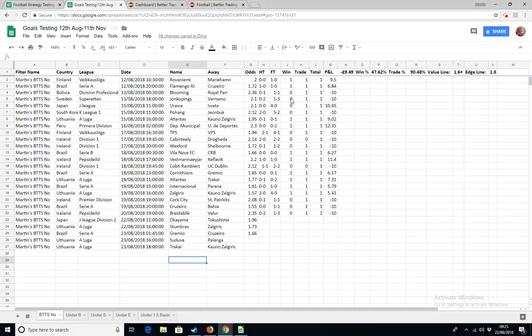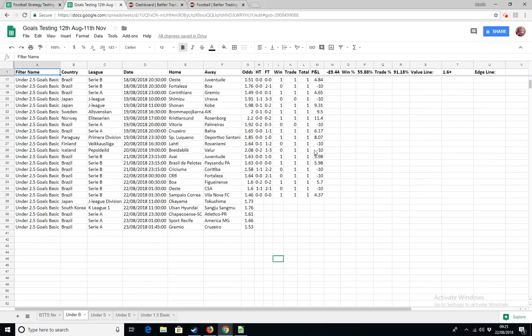So on this one, both teams score no at the moment. The actual P&L of outright would be losing slightly, down about 1 point, and a 47% win rate. But interestingly, the trade percent win rate is 90.48, which is incredible. If you can keep that up, then obviously you're going to be making very good profits.